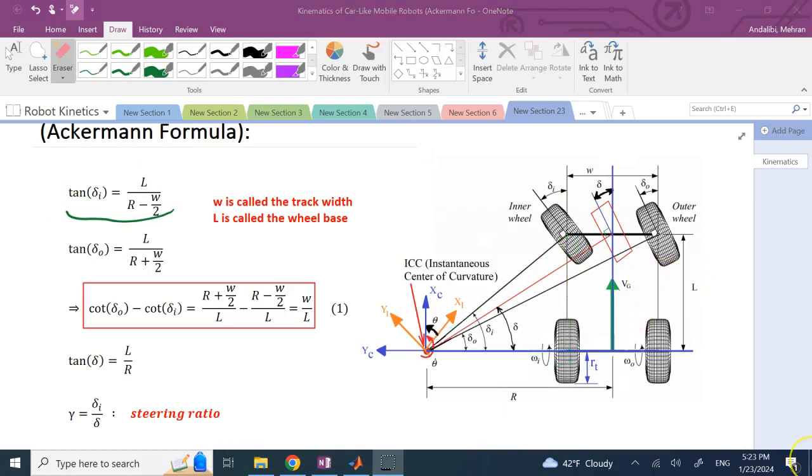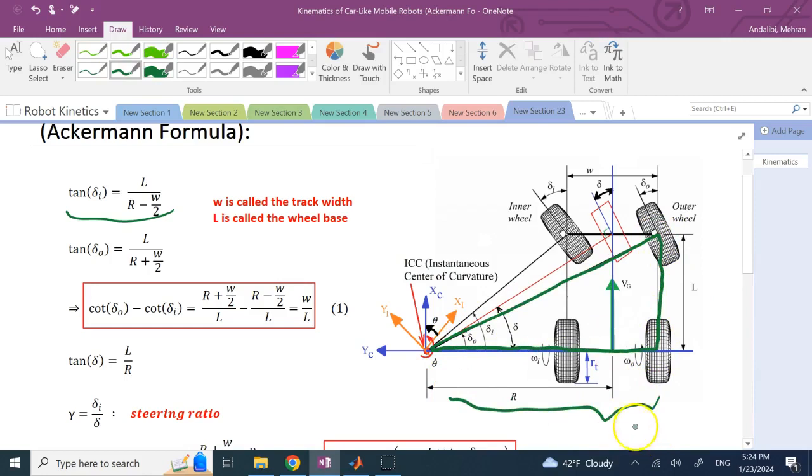And for delta O, we have a very similar calculation, except the triangle is different. So for delta O, we use this triangle. Again, this side of it is L. This side here is now R plus W over 2. So L divided by this is tangent of delta O. And one thing we can do is take a reciprocal of both sides, so we get cotangent of delta O and cotangent of delta I. If we subtract, the denominators are both L, so it's going to be R plus W over 2 minus R minus W over 2. The R's cancel. You get W over L.